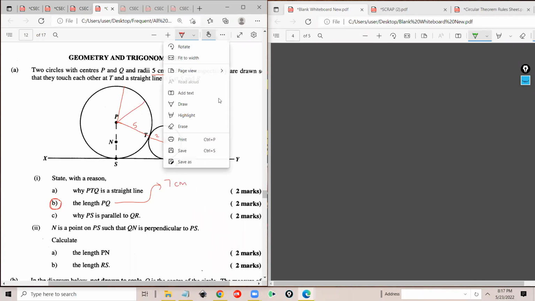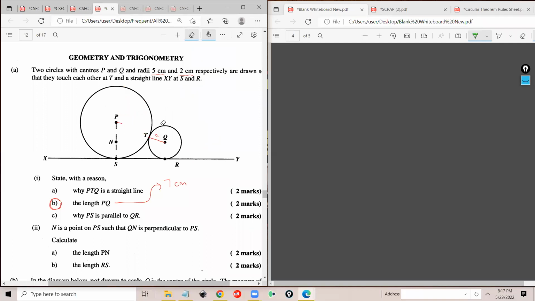For those who got it wrong, you understand, right? And I'm going to clean it up for you here a little bit. Total distance will be 7 centimeters, 5 plus the 2. All right.